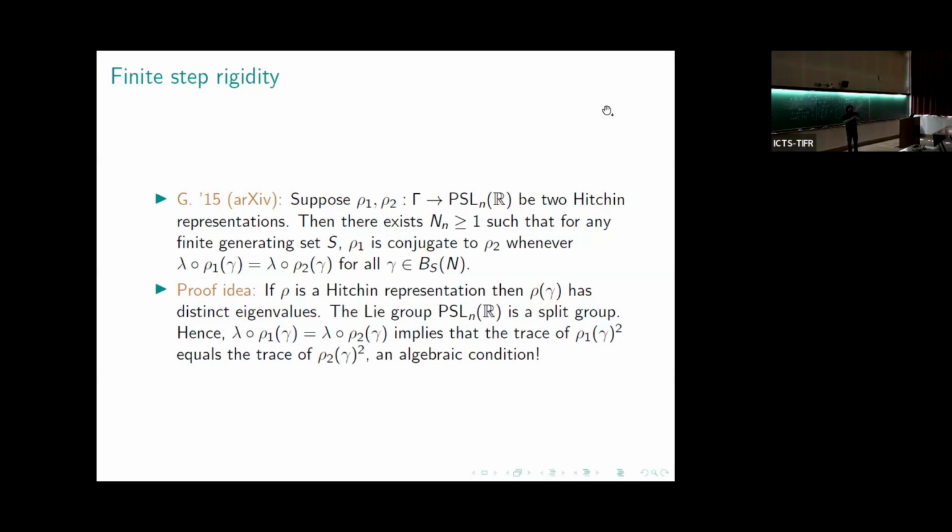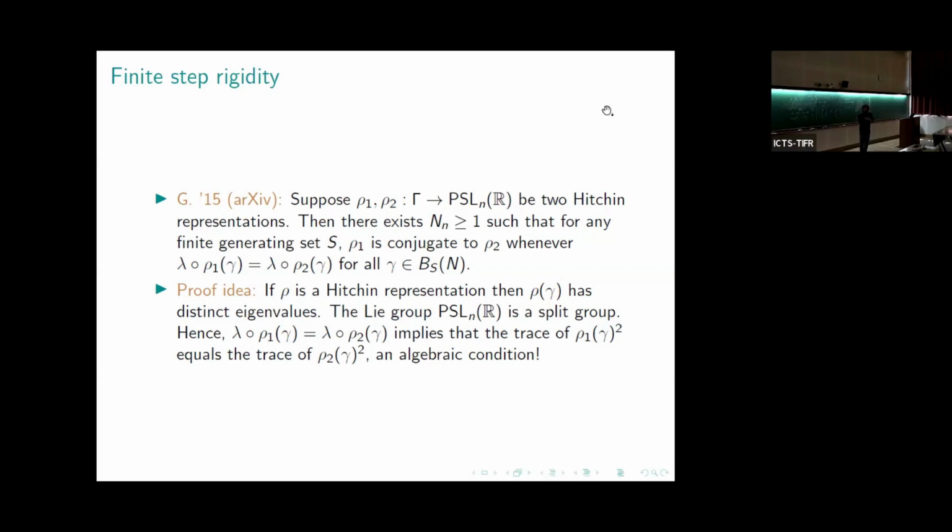If you had only eigenvalues, then you can take the trace and it's an algebraic condition and there is nothing much there. But because it's the modulus of the eigenvalue and you are not checking infinitely many, there is something non-trivial that should come from the representation itself. You cannot expect such a result in general for any representations. We choose Hitchin representations, and because this is split, and in this particular case this is PSL_n(R), just taking the squares does the job.